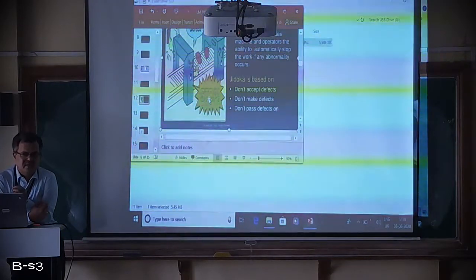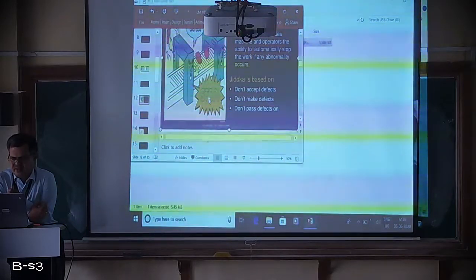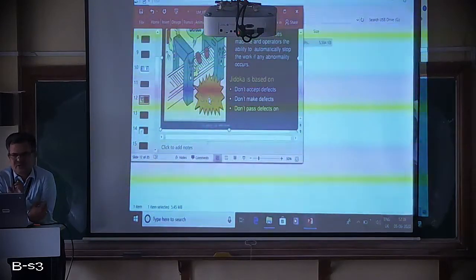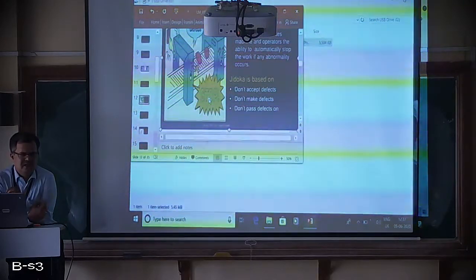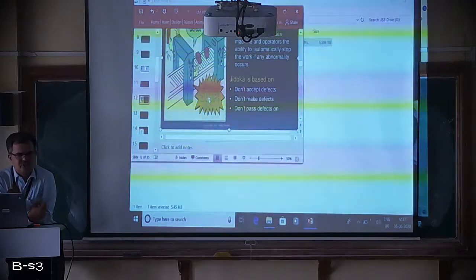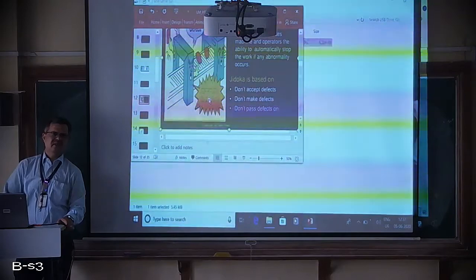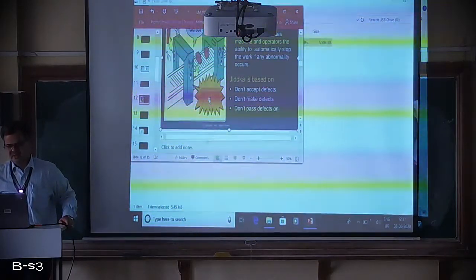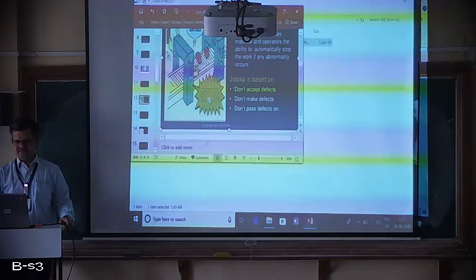Do right the first time. I'm repeating this point here. So no defects during manufacturing. Don't make defects. Don't pass defects on. So remember here, not to pass the defects on. Even if at one of the workstations they find any defects in the material or any process, they should stop there only, so that they can avoid unnecessary processing at the next level. So this Jidoka is basically based on don't accept defects, don't make defects, and don't pass defects on.